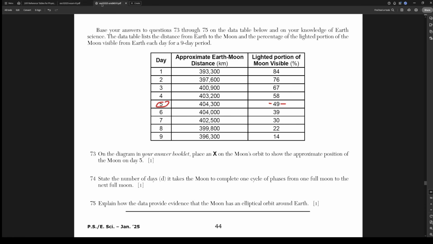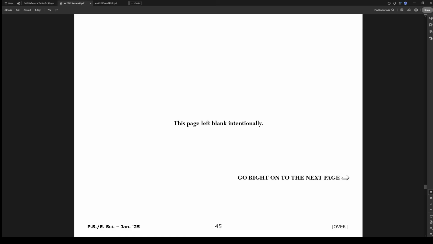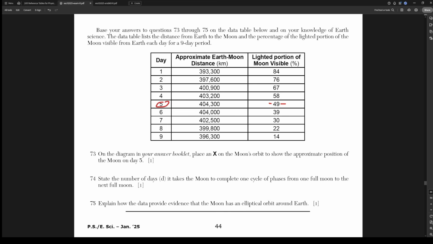This is a weird question. What do we got here? Lighted portion of the moon visible. Is there 2 spots this could be? Could it be a first quarter or a third quarter? Because it's half? Why? Are we assuming? Oh. Yeah, it has to be third quarter because we're dropping in light.